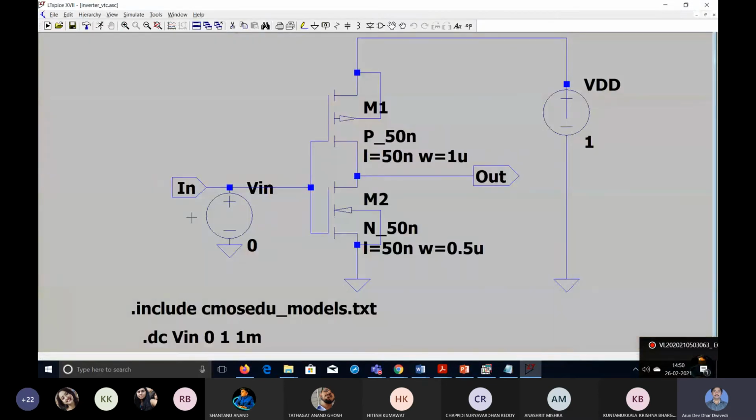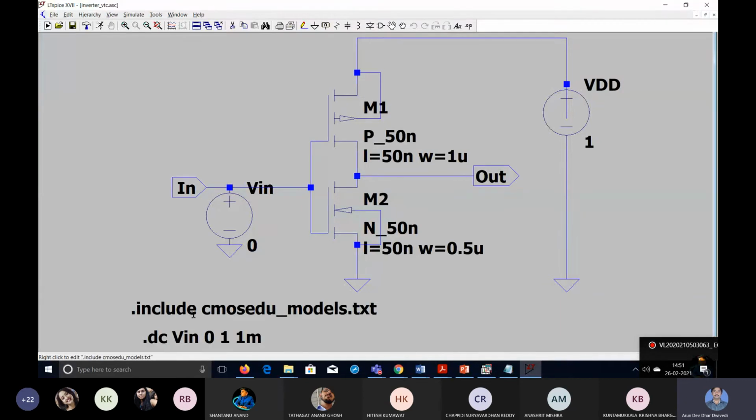Inverter VTC. So this is the circuit, the same circuit. We can see the PMOS is the same, the NMOS is the same, and the dimensions are also the same. This voltage source at the source of the PMOS is the same, 1 volt is given already, and the input voltage we want to vary. During the DC simulation, the input voltage Vin is varying from 0 to 1 volt, and the increment is 1 millivolt.